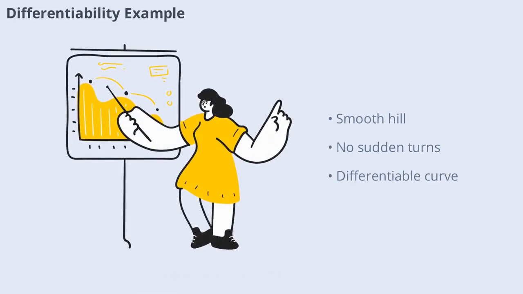Think about drawing a hill with a crayon. If you can draw the hill in one smooth motion with no sudden changes in direction, the hill is differentiable. But if you have to make a sharp turn like drawing a mountain peak, that point isn't differentiable. Differentiability is all about smooth, gentle curves.